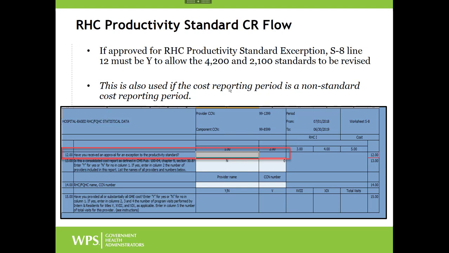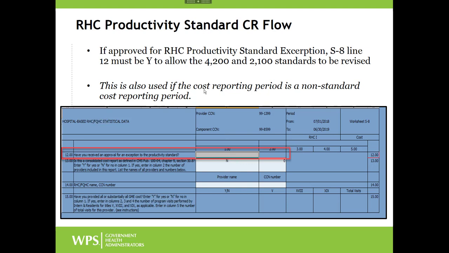Line 12 specifically says, have you received an approval for the exception to the productivity standard? Yes or no? It's column 1. The only way that 4,200 and 2,100 can be adjusted is if there is a yes in this column. Otherwise, there will be an edit on the cost report. So if you've been approved for an exception to the productivity standard, enter yes.